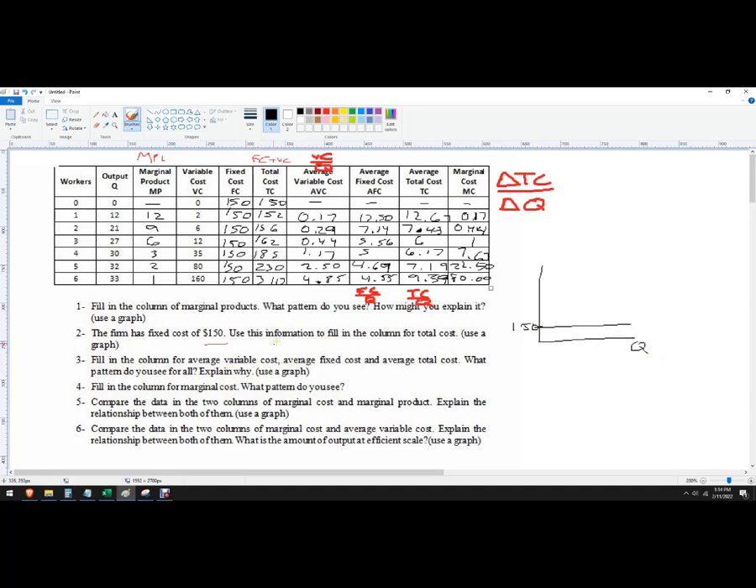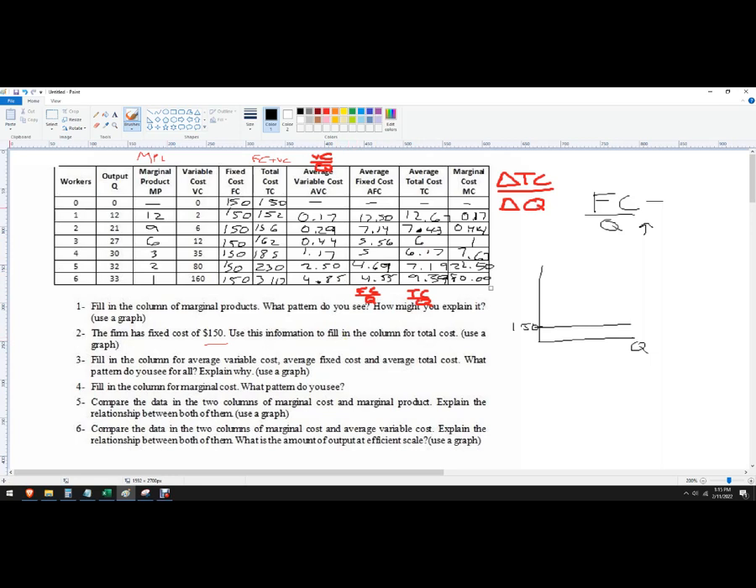Fill in average variable cost, average fixed cost, average total cost. What pattern do you see for all? So average variable cost just tends to be rising. Average fixed cost is falling. That makes sense because the numerator in the equation, which is the fixed cost, doesn't change. So the denominator is going up and the numerator is staying the same, so that's going to make a smaller number. And then average total cost decreases for a while and then it increases. So this is as we start to spread out our fixed costs, and then fixed costs become less relevant and our average variable costs take over.